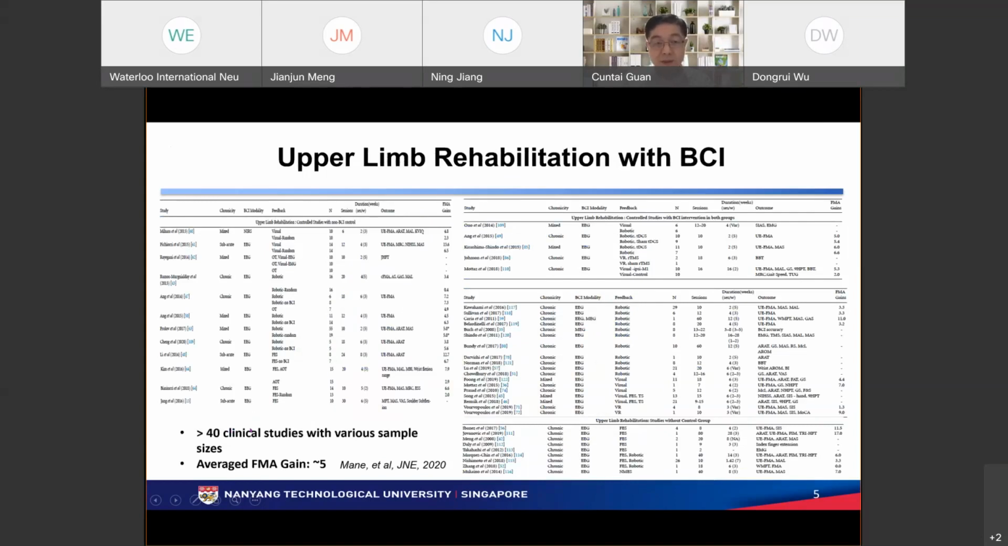There are more than 40, close to 50 clinical studies with various sample sizes. Overall, for some of the studies they have a control, a sham group. So the BCI arm actually improved on average by around 5 points in the Fugl-Meyer score, which is quite substantial, which has clinical significance, not only statistical significance, but clinically meaningful.